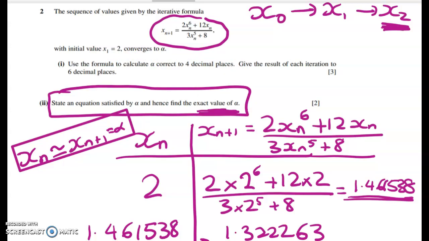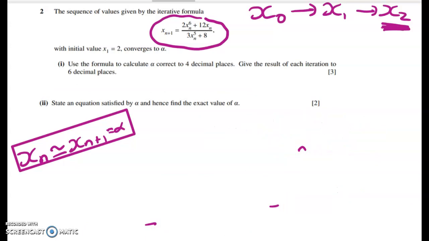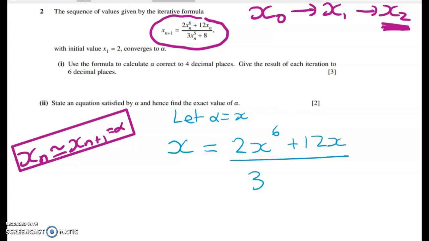So to figure out the exact value for where that happens, I'm going to get rid of all of this horrible approximate mess. And instead of working with xn and xn plus 1, I'm just going to state the equation using alpha. So I'm going to say let alpha equal x. So now I've got x is equal to 2x to the power of 6 plus 12x over 3x to the power of 5 plus 8.